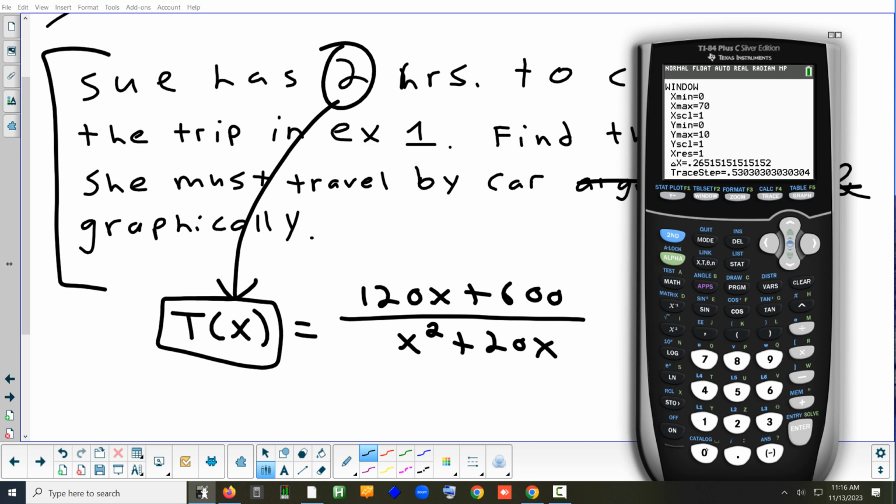It's a slow car. All right, so there's the time it's taking. It's decreasing as she goes faster. There's the 2 hour mark. And what do we want to calculate there? Yeah, we're going to find the intercept.